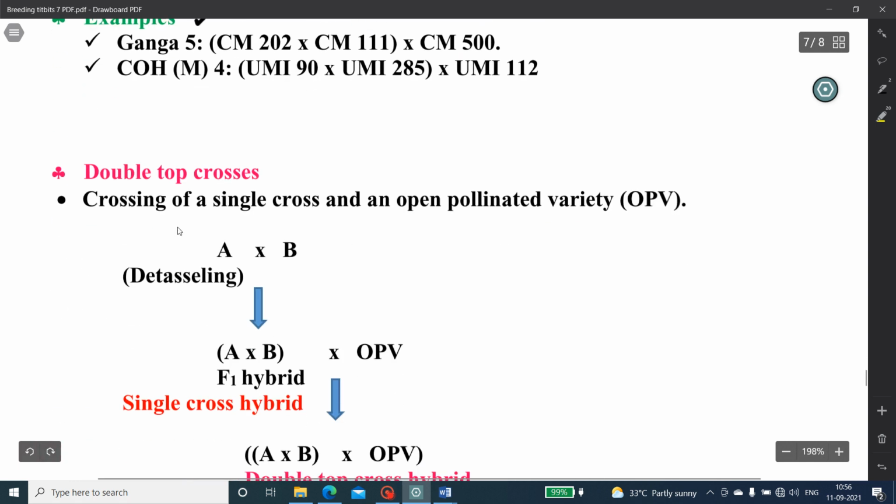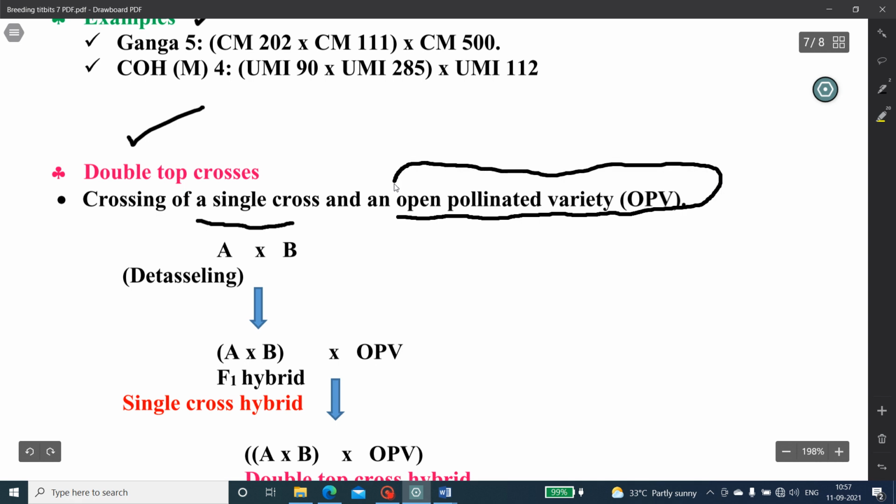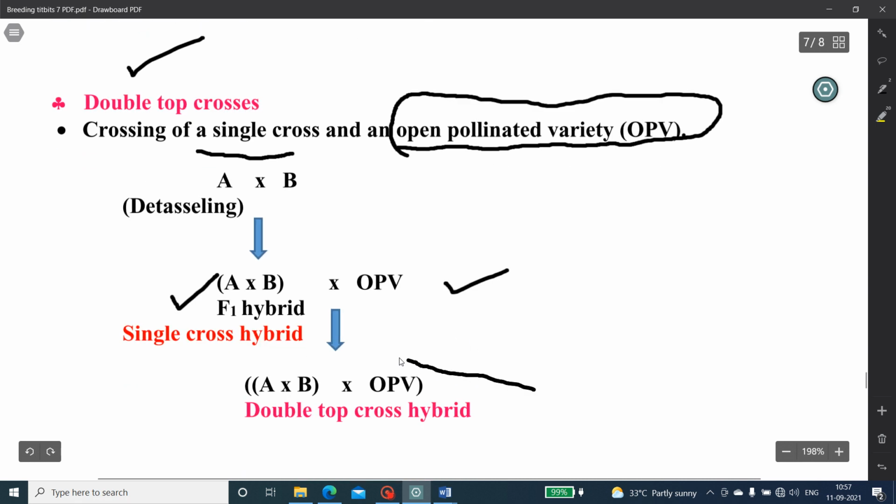And the fourth one is a double top cross. It is a crossing between single cross and open pollinated variety. That is a popular variety of maize that will excel with other varieties or hybrid. That has to be crossed with the one single cross hybrid and open pollinated variety, and you can get the double top cross hybrid. Whatever may be the case, you have to do detasseling in the female parent.